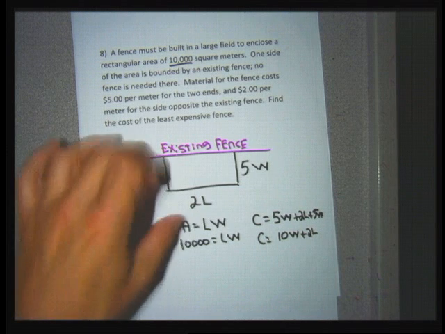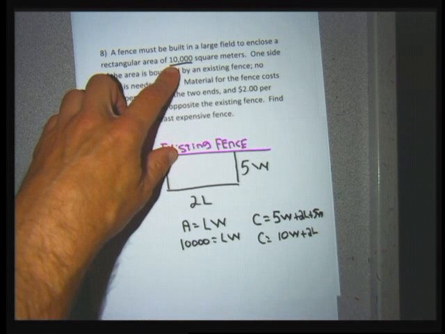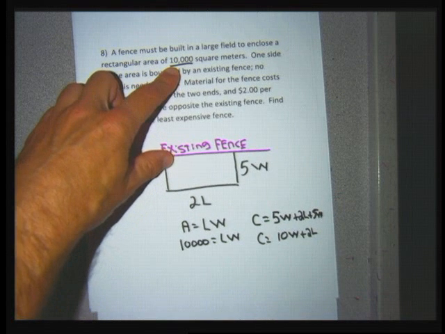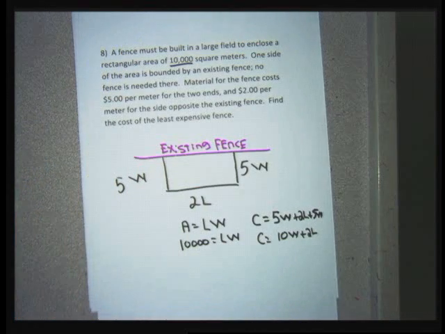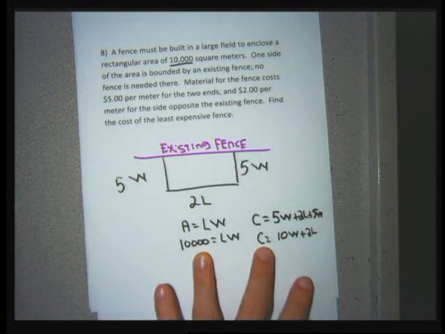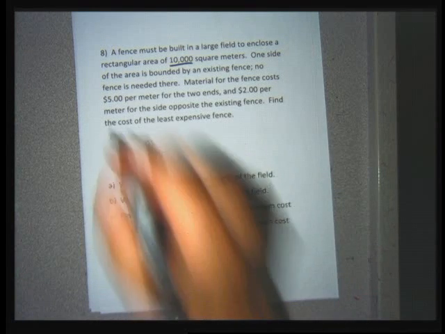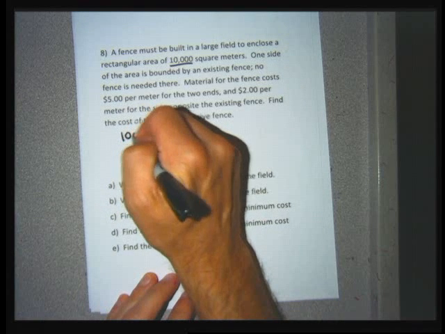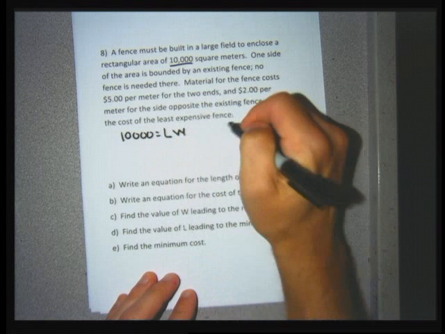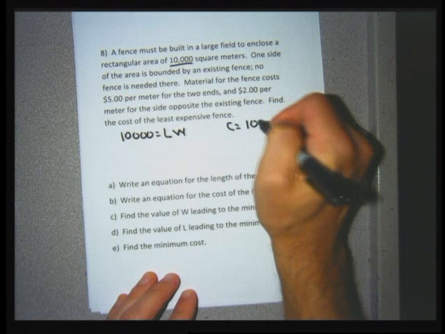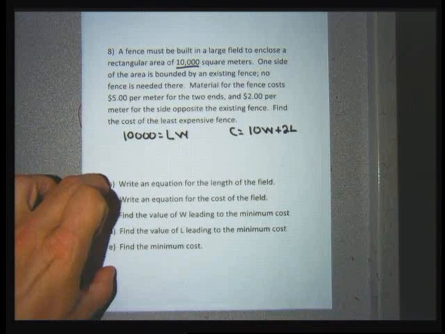So I knew that I needed to come up with an area equation and a cost equation. The first sentence gave me a figure that had to do with area, so I needed an area equation. My goal was to minimize cost, so I needed a cost equation. I have my area equation, I have my cost equation. I carry those forward to the page here. So what I have is the area, 10,000 equals length times width, and the cost equals 10W plus 2L. Now I'm going to answer the questions. It'll take me to my answer.